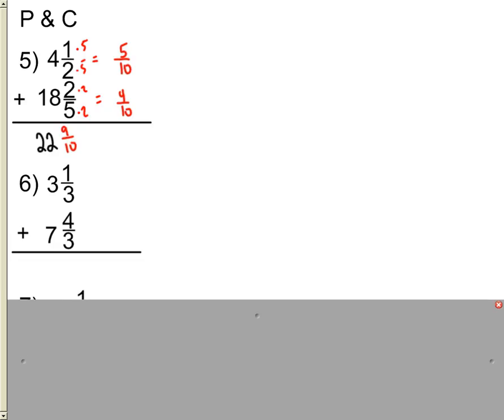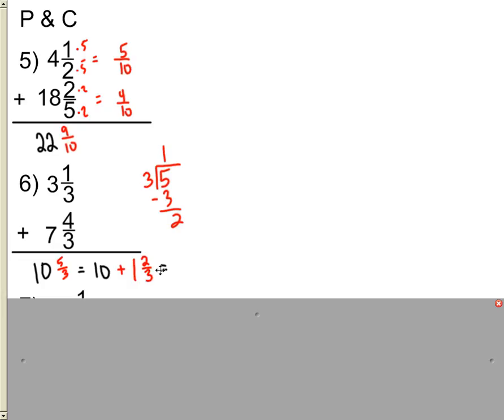When we look at number 6, 3 plus 7 is 10. This time we're lucky. The denominators are the same. They're both 3, so add our numerators of 1 and 4, and that equals 5/3. Well, we have an issue here. 5 divided by 3 gives us a leftover amount of 2. So it's going to be 10 plus 1 2/3. So now we can add our whole numbers, and that equals 11 2/3 is our final answer.